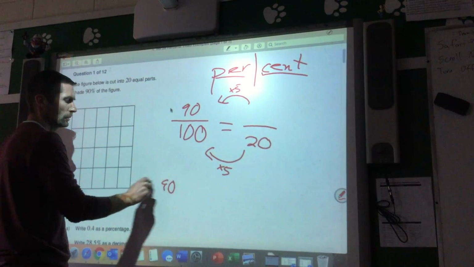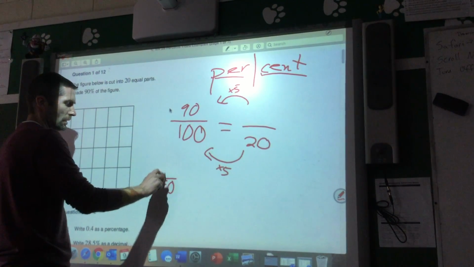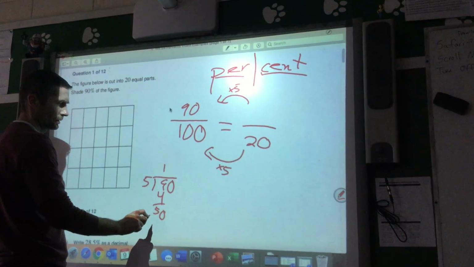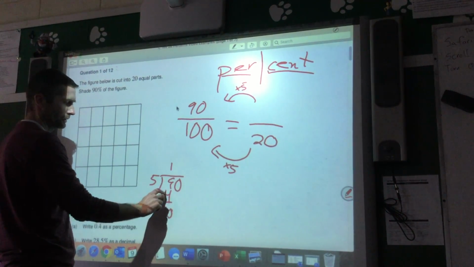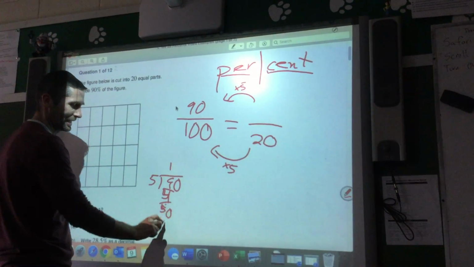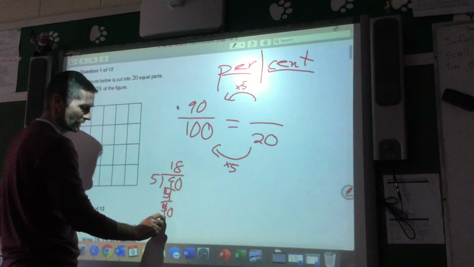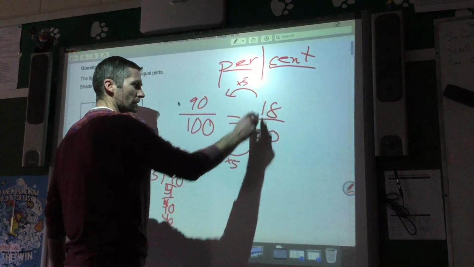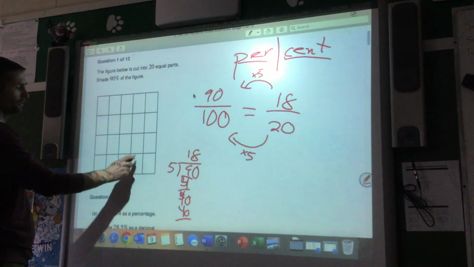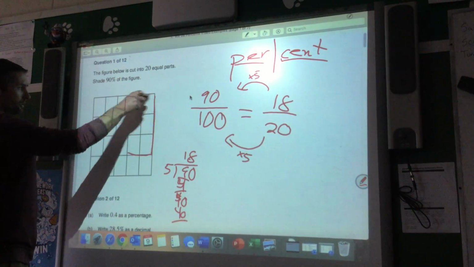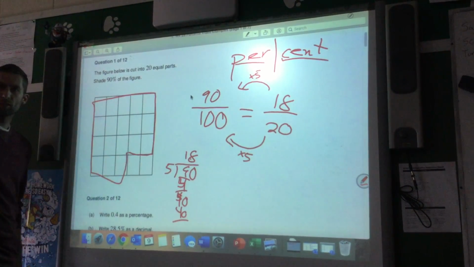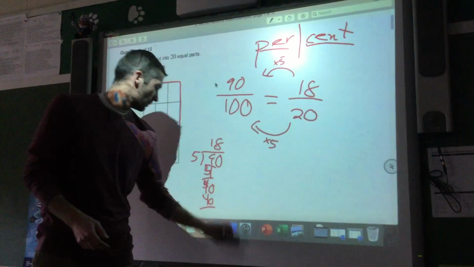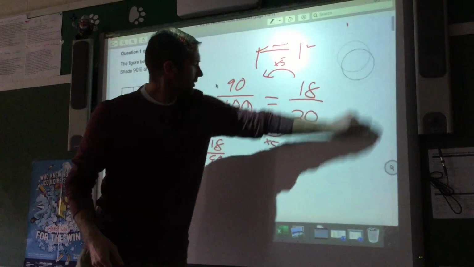So we could take 90 and divide it by 5. Divide, multiply, and subtract. Bring it on down. That's 5. Bring it on down. Divide, multiply, and subtract. There we go. 18. So 90 per 100 is the same as 18 per 20. So it's all of them but 2. So shade them all except for 2. 18 out of 20. That's 90%. There are other ways to do it, but I like changing things to fractions best.